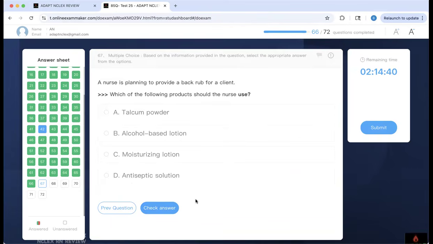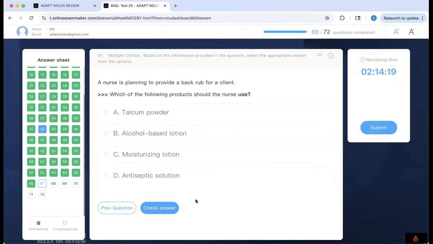And this: a nurse is planning to provide a back rub for a client. Best care and comfort. Which of the following products should the nurse use? Talcum powder, alcohol-based lotion, moisturizing lotion, antiseptic lotion. Which one do you use for a back rub?